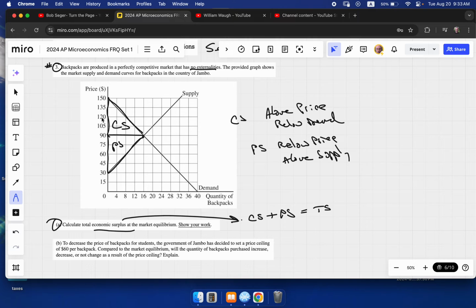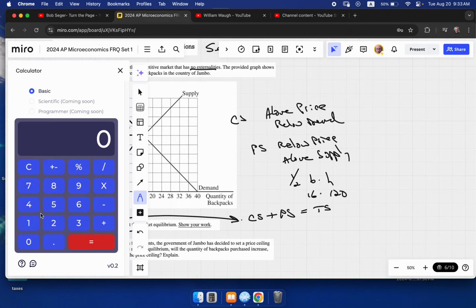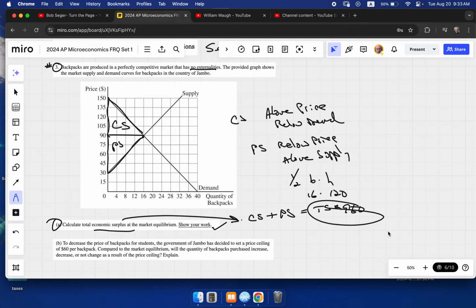All right, so it looks like it's just the area of a triangle, which is 1/2 base times height. Looks like our height here is 120, and our base would be 16. Let's pull out the trusty calculator. 120 times 16 is 1920 divided by 2. Looks like it's going to be 960. Again, you have to show your work, so make sure that you've done some math here so they can see it.